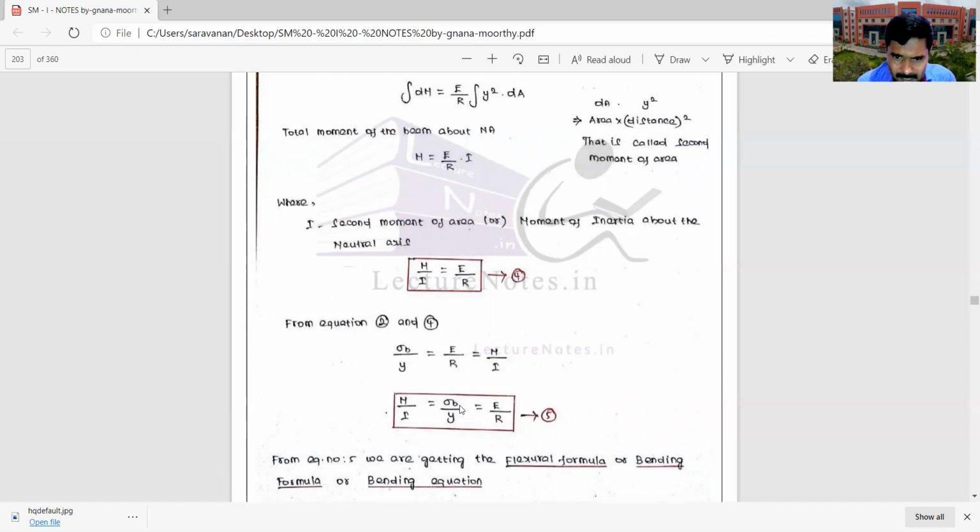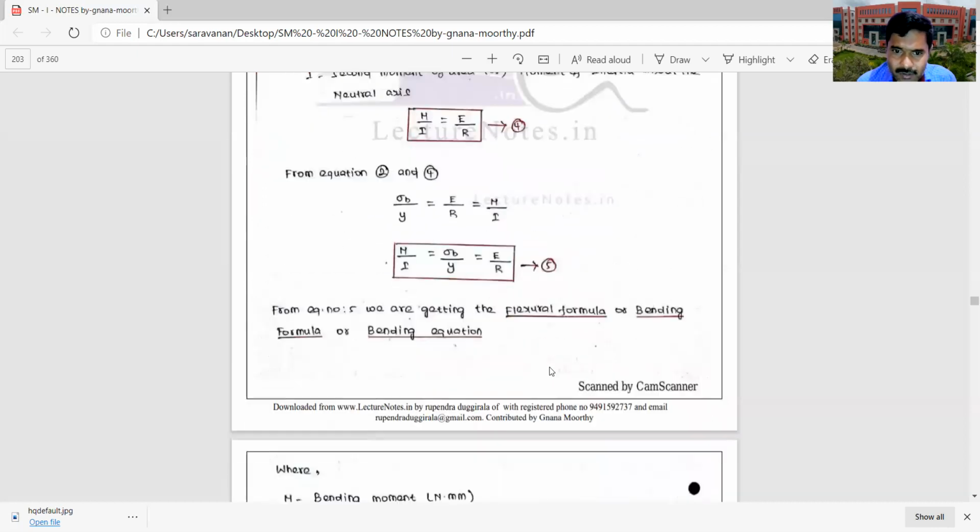So sigma is nothing but sigma B. Sometimes they call this bending stress F, FB, or sigma B. So M by I is equal to sigma B by Y is equal to E by R. This is the bending equation or flexural equation, bending formula or flexural formula.